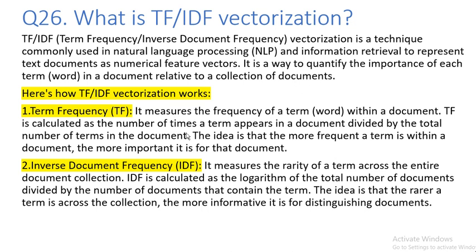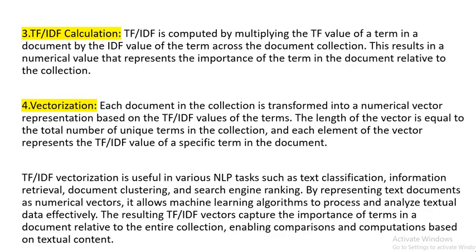TF is calculated as the number of times a term appears in the document divided by the total number of terms in the document. The idea is that the more frequent a term is within a document, the more important it is for the document. Inverse document frequency measures the rarity of a term across the entire document collection. IDF is calculated as the logarithm of the total number of documents divided by the number of documents that contain the term. The idea is that the rarer a term is across the collection, the more informative it is for distinguishing documents.